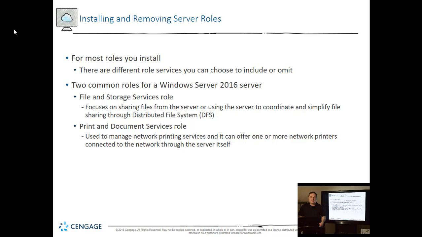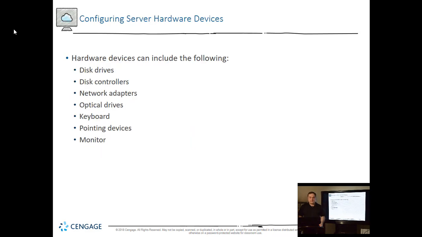So there's two common roles for 2016. You've got file and storage services, and that basically allows people to connect to the server using, say, shared folders, that kind of thing. And then you've got print and document services, where you can set up printing from a shared print server, and that's one of the things that we'll be covering in Module 5.